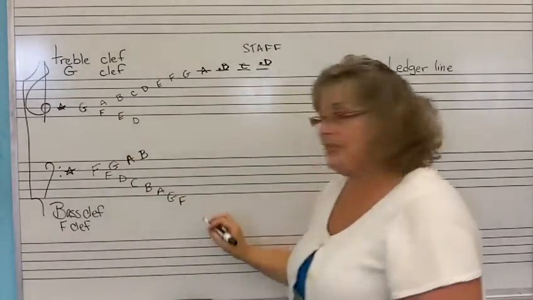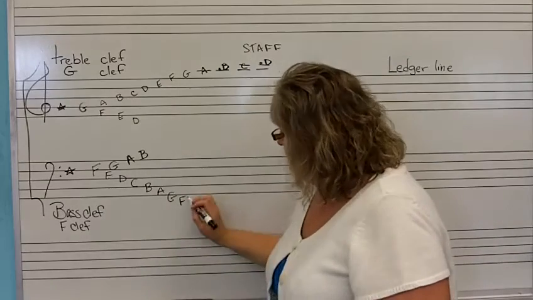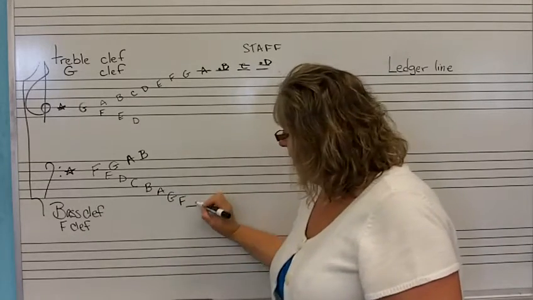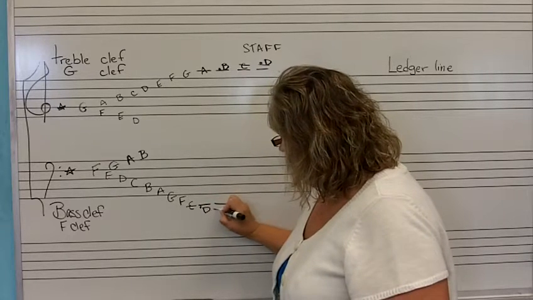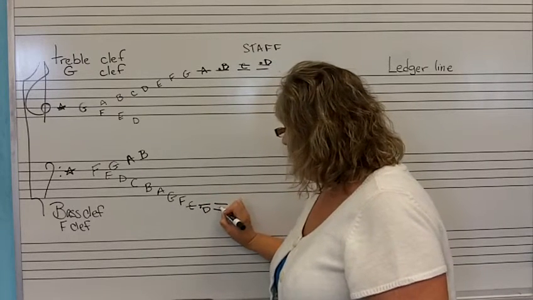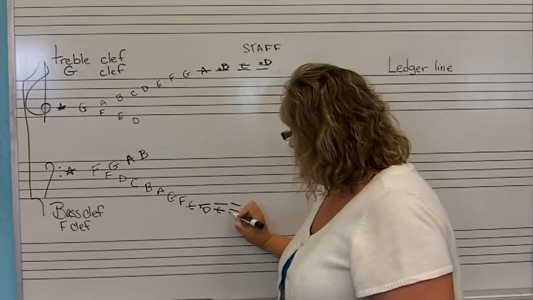So if I look at my bass clef and I want to go below my F, 1 ledger line would be an E, the space below would be a D, 2 lines would be a C, the space below would be a B.